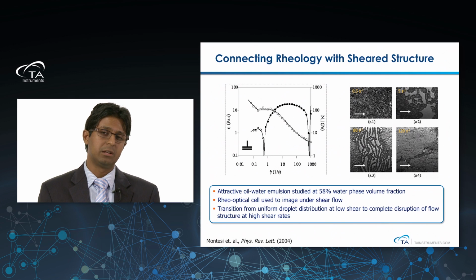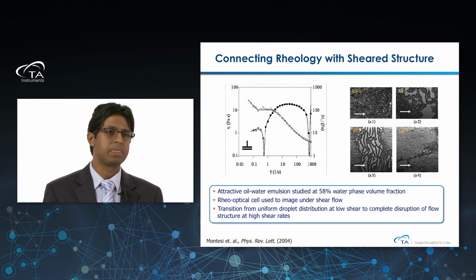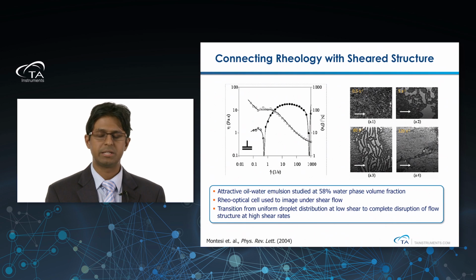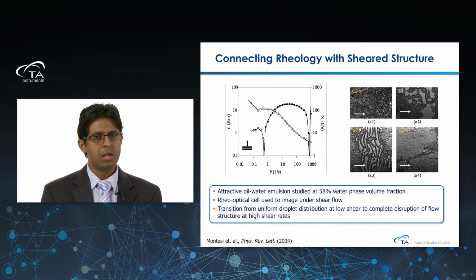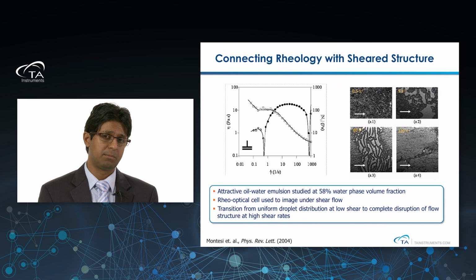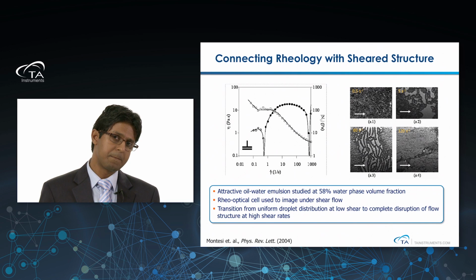On the left, we're looking at the viscosity as a function of shear rate. Again, we see an almost Newtonian plateau at low shear rates and then shear thinning behavior at higher shear rates. We also noticed that there's a pronounced normal stress that's being generated as we start shearing these samples. In this specific study, they used a rheo-optic cell to look at the structure of the sample under shear flow, and those micrographs are shown on the right.